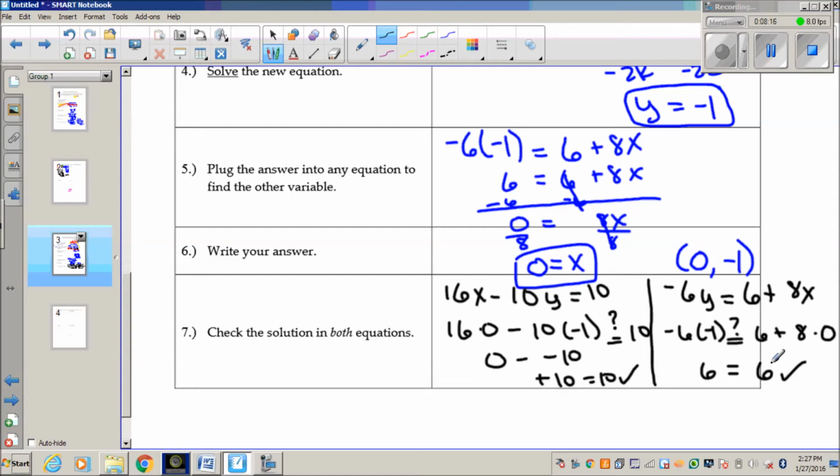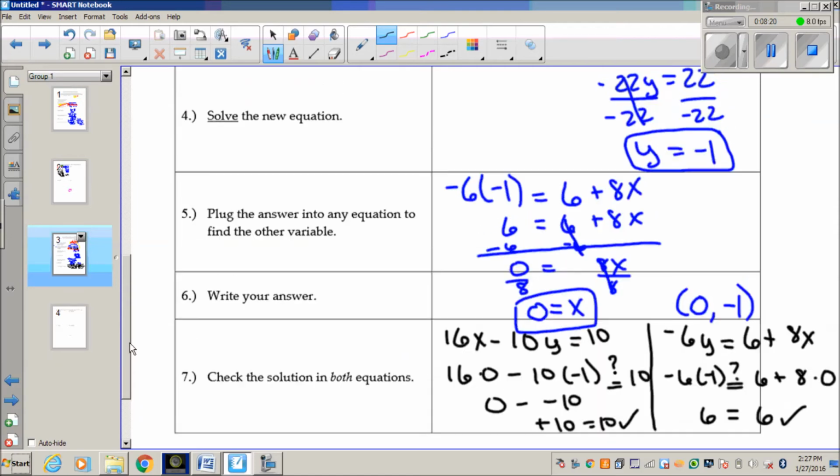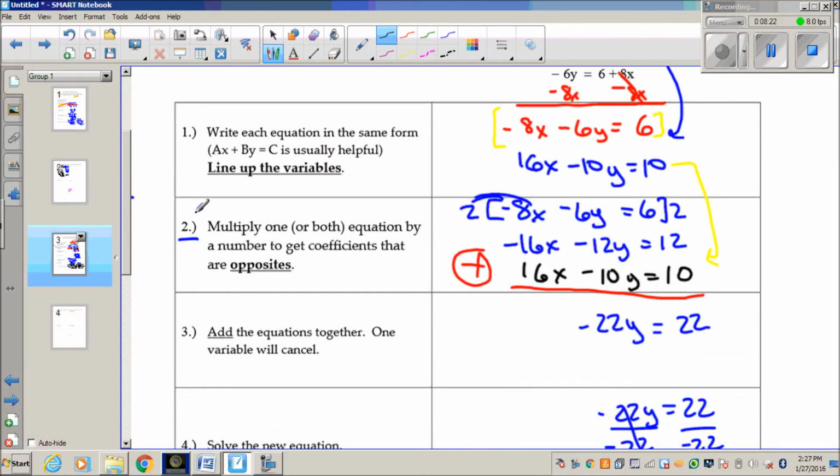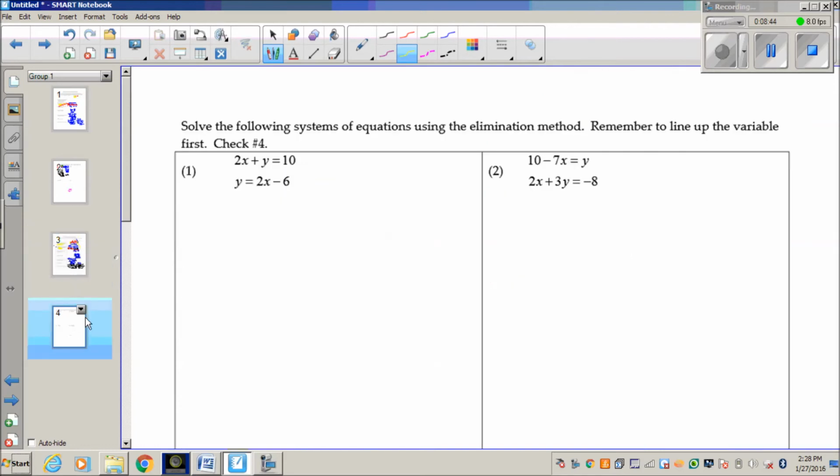Okay, so in these examples, we had to rearrange the equation first to line them up. So the first step is to rearrange the equation so all the variables are lined up. We want to line up the variables. Then, once the variables are lined up, we're going to multiply one or both equations maybe to get the variable coefficients to be opposites. Okay, so let's take a look at another example.